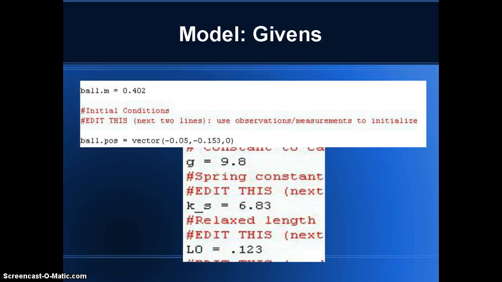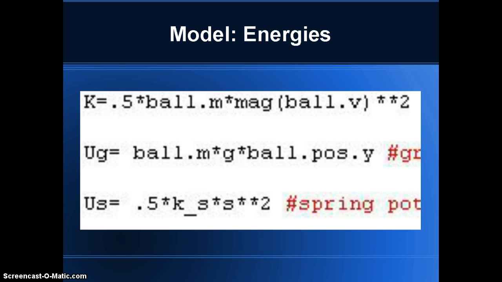Now that we've tracked the data, we have gotten our data from the tracker, and we've talked about how to find everything. This is putting all of that into the model, the prediction model. Right here we have the givens. As you can see, we have the mass of the ball, we have the position. This is the position that was given by the tracker data. We have g, which is the gravitational constant, ks, the spring constant, and L naught. In this part, pretty much just converting the equations we saw in the important ideas section into the model. Here we've got kinetic energy, here we've got potential gravity energy, and here we have potential spring energy.